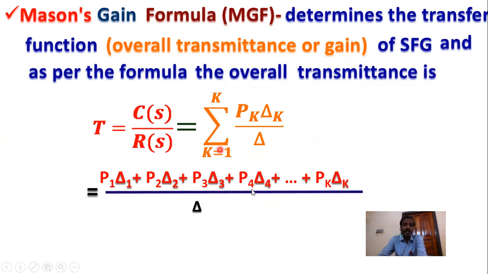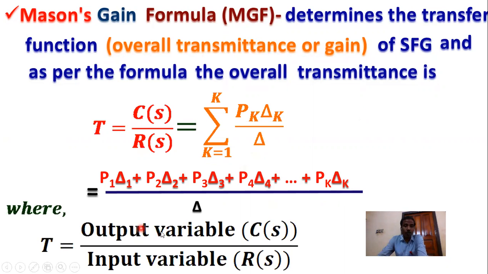This is Mason's gain formula, or overall transmittance or gain, where the output variable is C(s) and the input variable is R(s). R(s) is also called the excitation, and this is the cause; C(s) is called the effect. So Mason's gain formula: C(s) by R(s) equals summation of Pk delta k by delta.